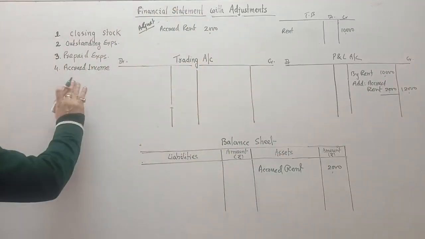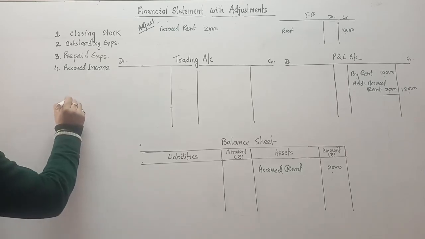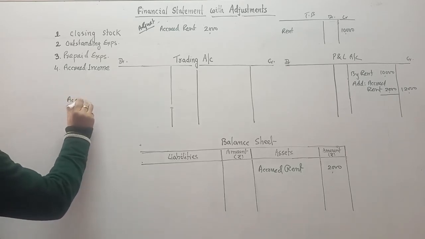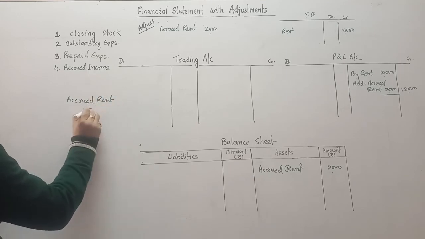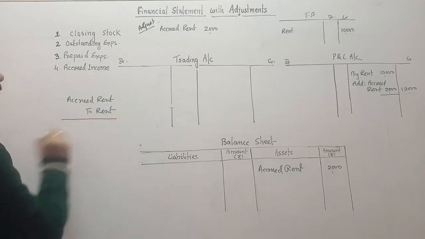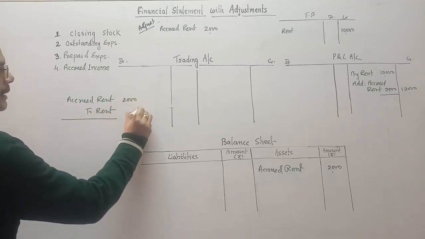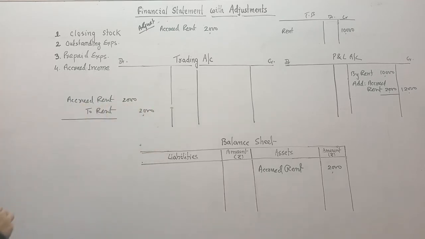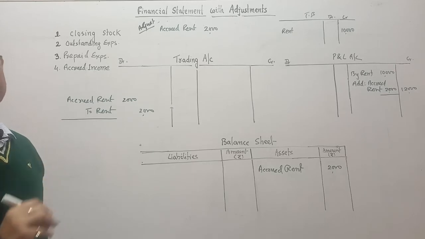So the entry for accrued rent or accrued income will be: accrued rent account debit to rent account. This is the journal entry for adjustment, the adjusting journal entry: accrued rent account debit to rent account.